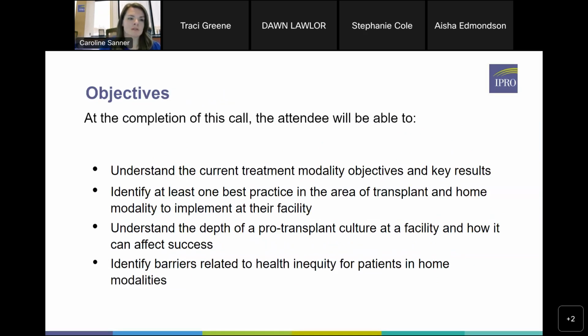We have some objectives on the slides for you today. You're going to understand the current treatment modality objectives and key results, identify at least one best practice in the area of home or transplant that you can implement at your facility, understand the depth of a pro-transplant culture at your facility and how it can affect success, and identify barriers related to health and equity for patients in home modalities.